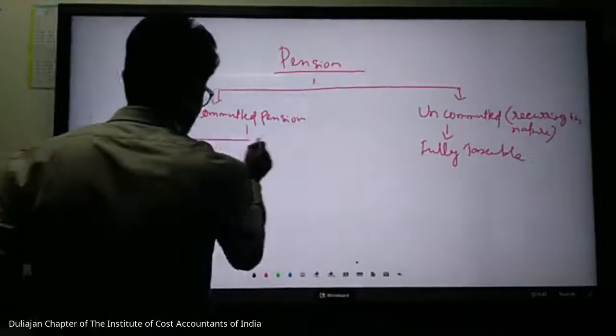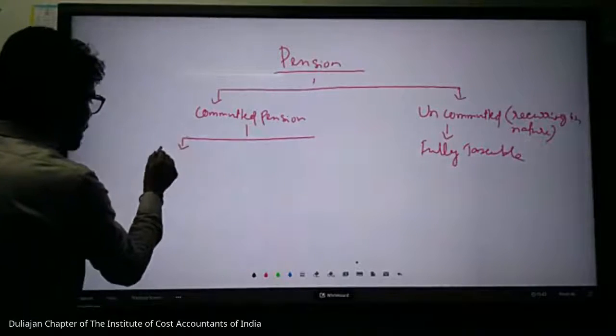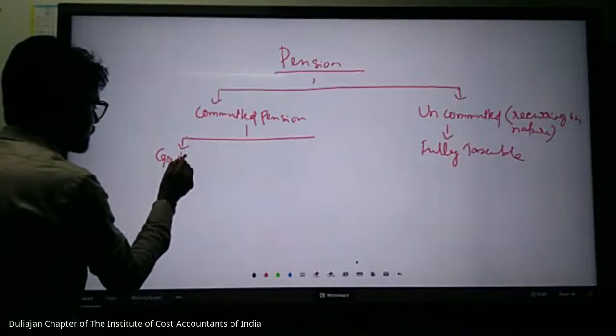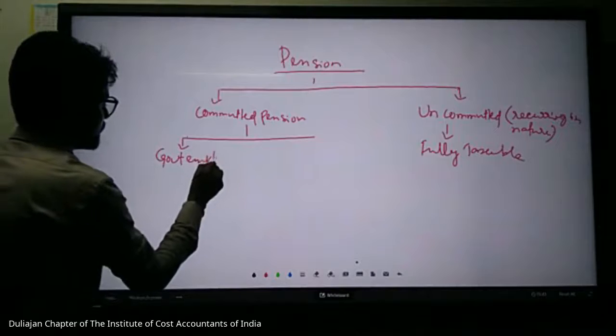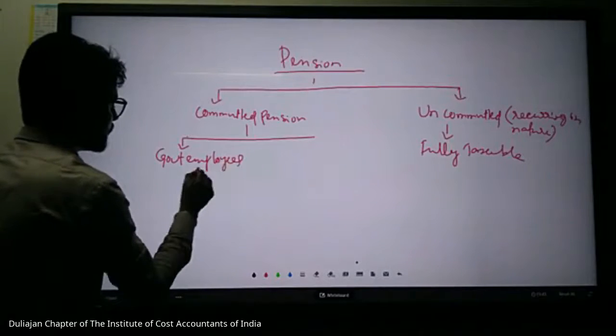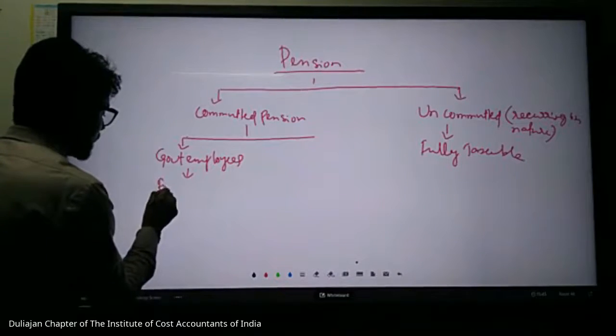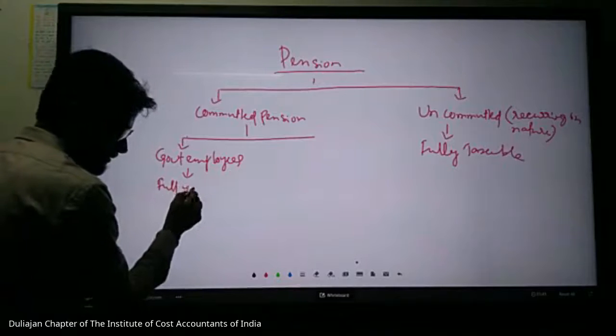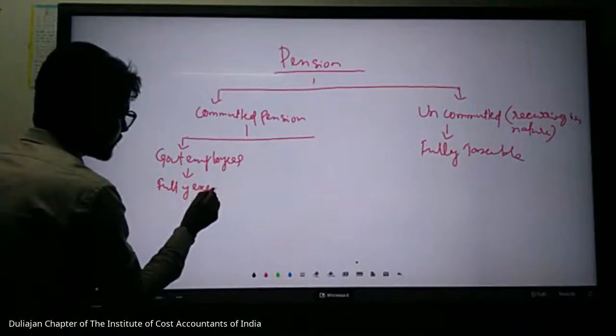बट कम्यूटेशन में गवर्नमेंट एम्प्लॉइज के लिए, for government employees it is fully exempted. It is fully exempted for government employees.